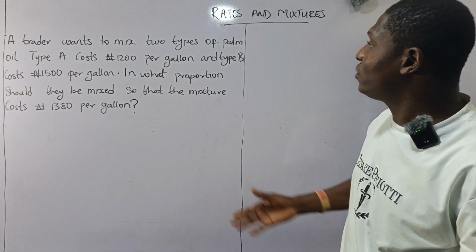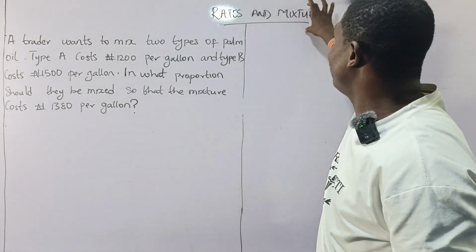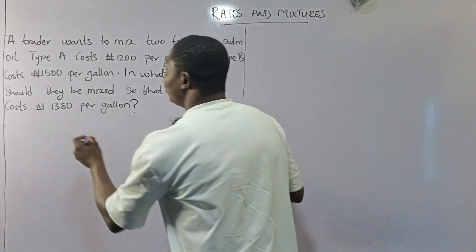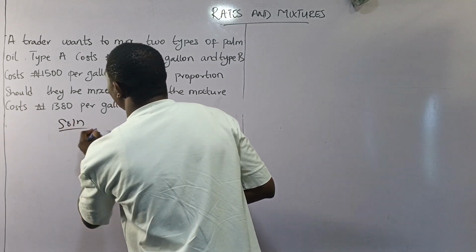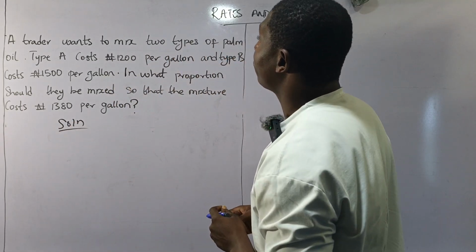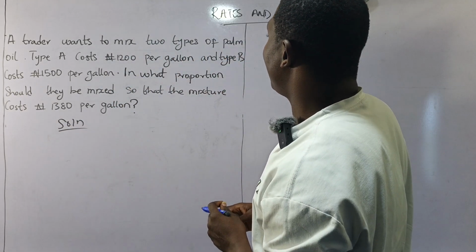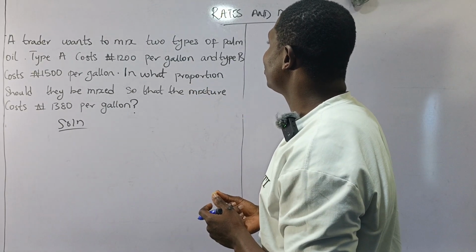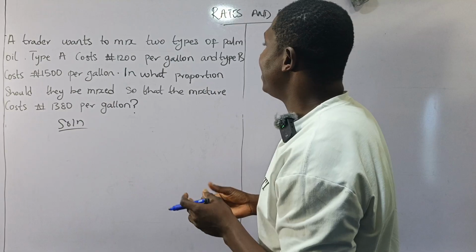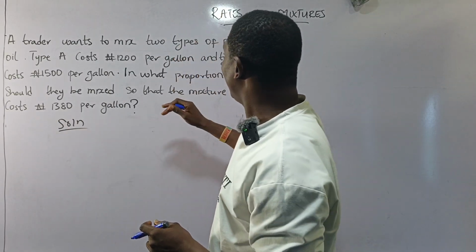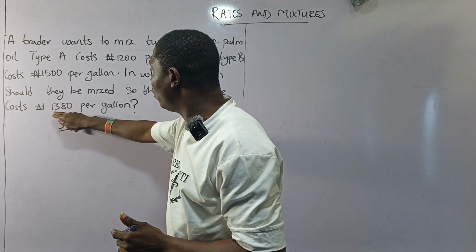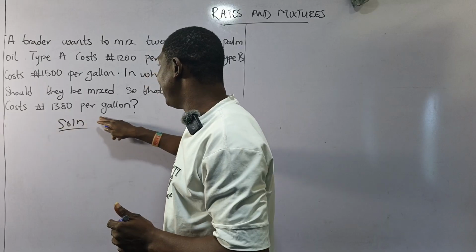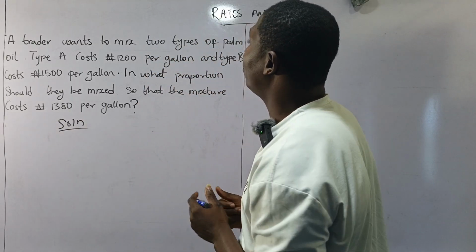Now, talking about mix shows that this is a mixture question. So let's see how it goes. Talking about what proportion, we are talking about the quantity of gallons that should be combined to have a mixture that costs 1,380 naira per gallon, which is for a gallon.